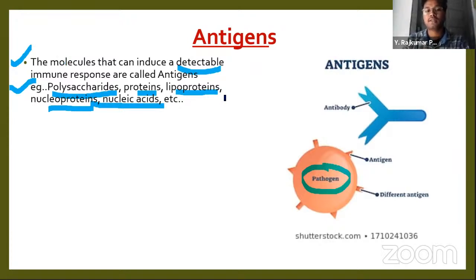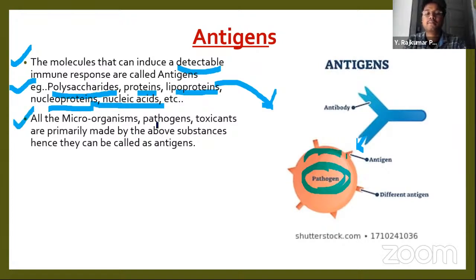This chemical structure of the bacteria and viruses is identified by our immune system. That's what is happening in the immune system here. This is a pathogen, or say bacteria. It has antigen on its surface. If antibodies already exist, they bind to the antigen and start killing this pathogen.